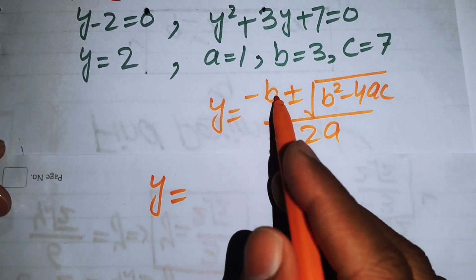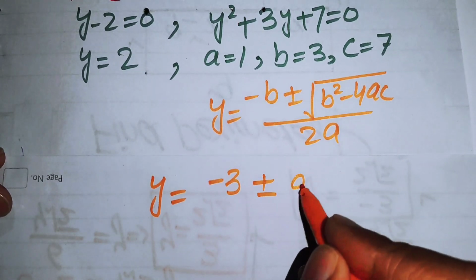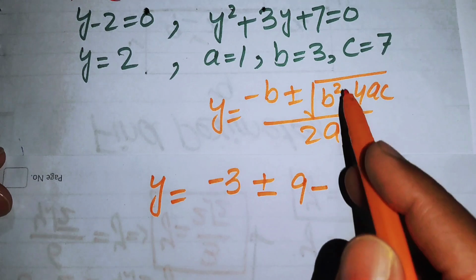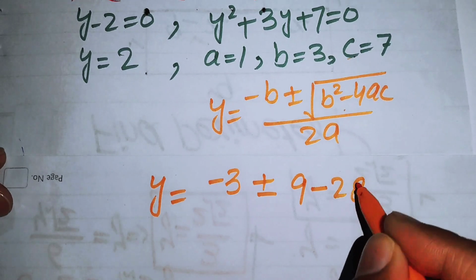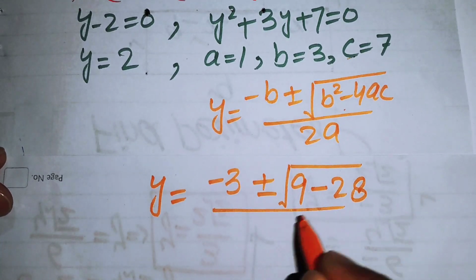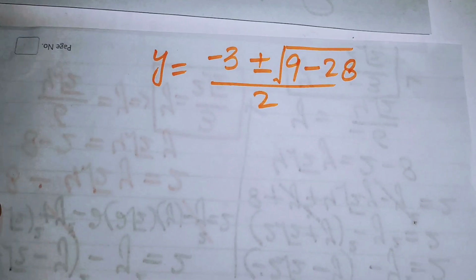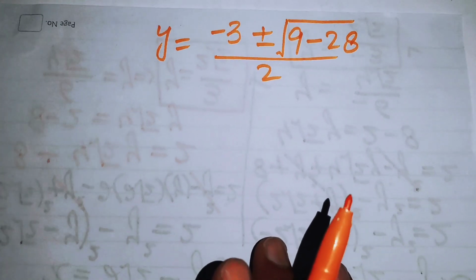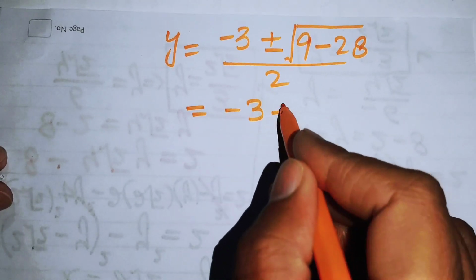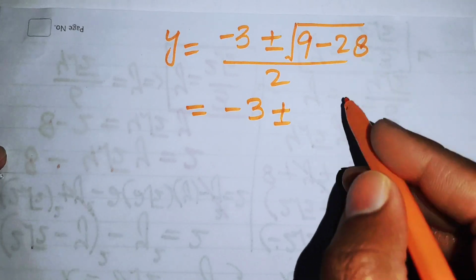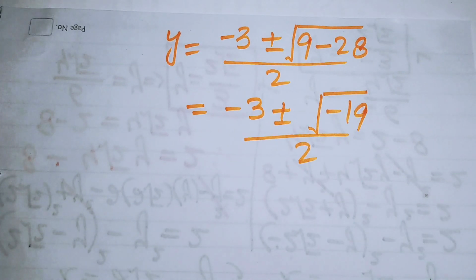y equals, the value of b is 3, so it becomes minus 3 plus minus the square root of 3 squared, which is 9, minus 4ac. Our a is 1 and c is 7, so 4 times 7 equals 28, and the whole square root is divided by 2a, and the value of a is 1. Now we simplify the terms and move towards our final answer. So here you have minus 3 plus minus the square root of 9 minus 28, which is minus 19, divided by 2.